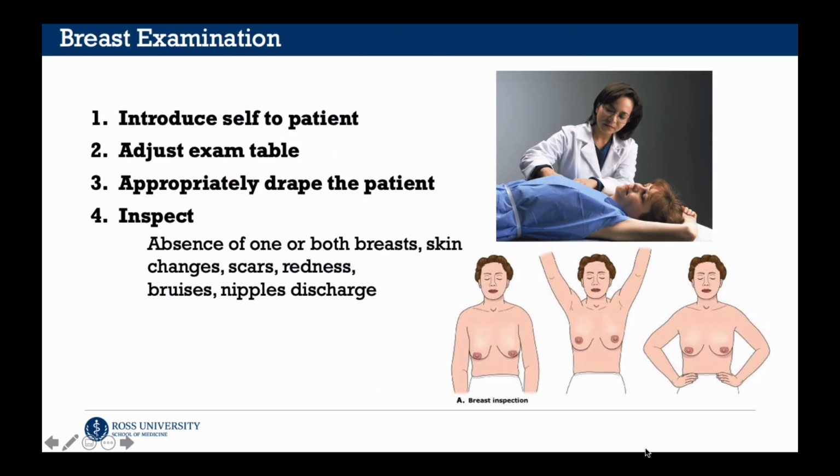Now, how is the breast examination performed? First, introduce yourself to the patient and let them know what examination you'll be performing. Next, adjust the table to make the patient comfortable. Then, appropriately drape the patient. Once that is done, you can go ahead with inspection. What are you looking for on inspection? You are observing for absence of one or both breasts, any skin changes, scars, redness, bruises, or nipple discharge.